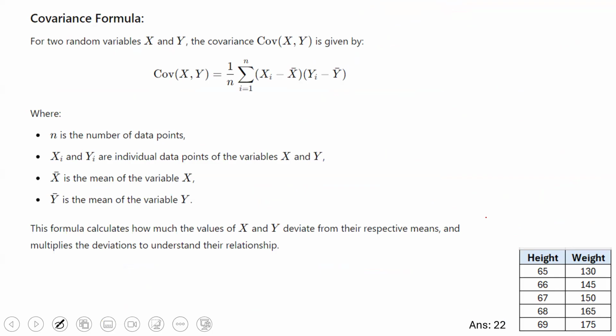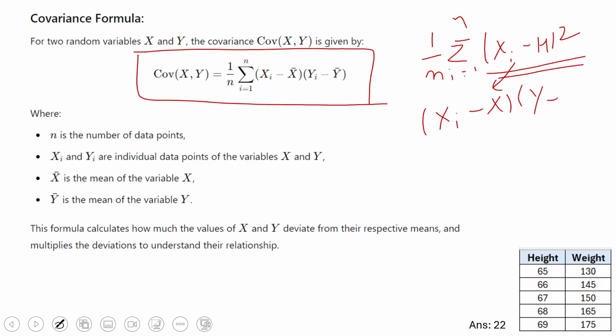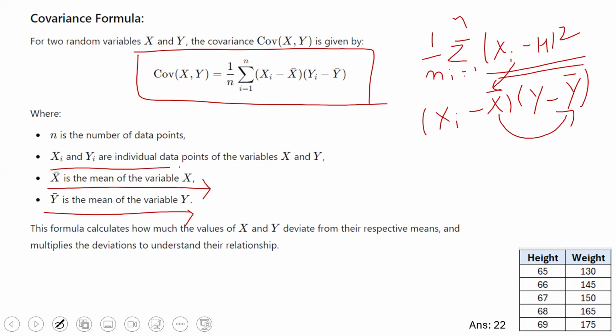So how do you calculate the covariance? This is the formula of covariance. So what is the formula of variance? Variance is just calculated by using 1 by n, sigma i equal to 1 to n, (xi minus mu) whole square, right? As now we have two dimensions, we are just extending this to two dimensions: (xi minus x bar)(yi minus y bar). So x bar and y bar are just the mean points. x bar is the mean of the variable x, y bar is the mean of y, xi and yi are the individual data points of the variables x and y, n is the number of data points.